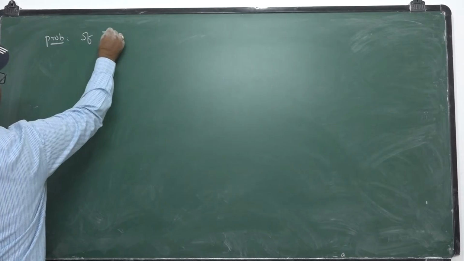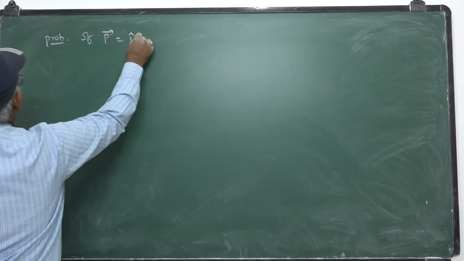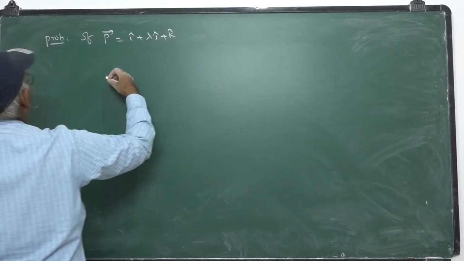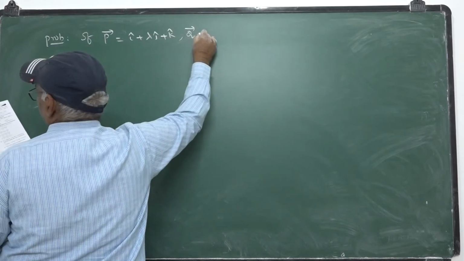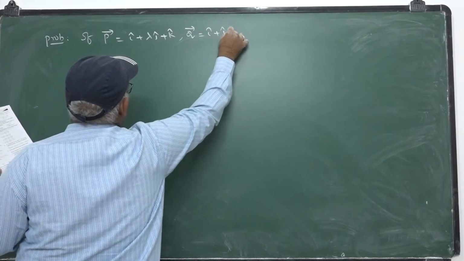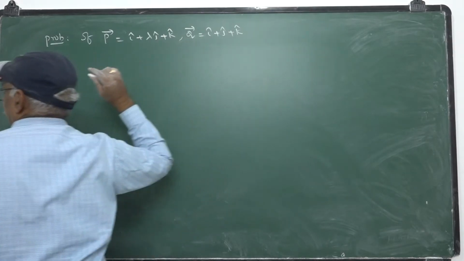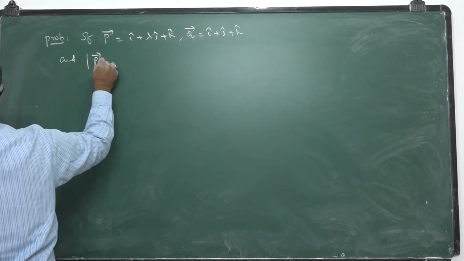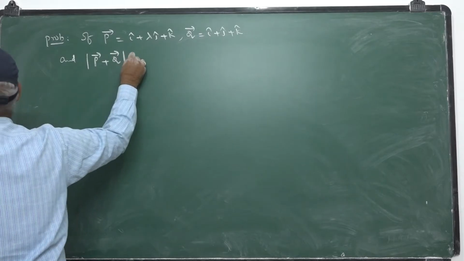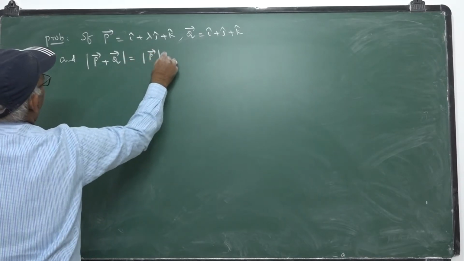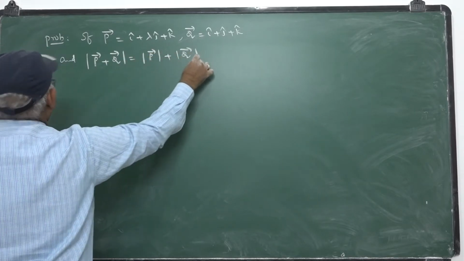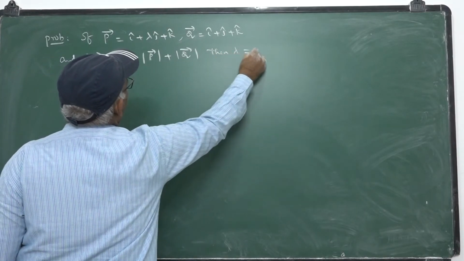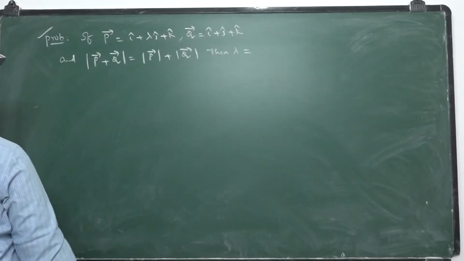If P bar is i plus lambda j plus k, Q bar is i plus j plus k, and modulus of P bar plus Q bar is given as modulus of P bar plus modulus of Q bar, then find the lambda value. This is one important concept.